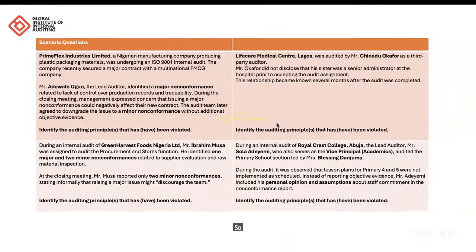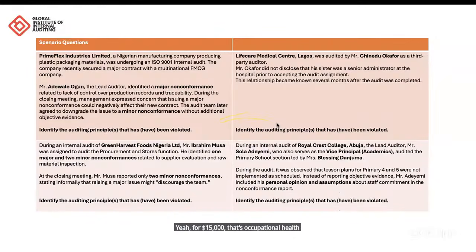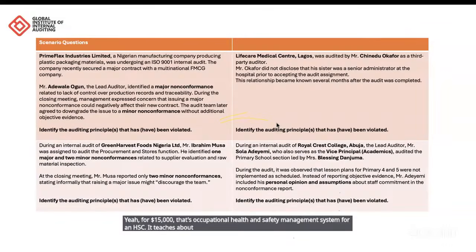Like I have said, you need an understanding of whatever process you want to audit. For an HSE auditor, sometimes you need a certification in HSE. You need occupational health and safety as per ISO. You need ISO 45001, the Occupational Health and Safety Management System. It teaches about occupational hazards and how to avoid them, how to audit them, and the likes.